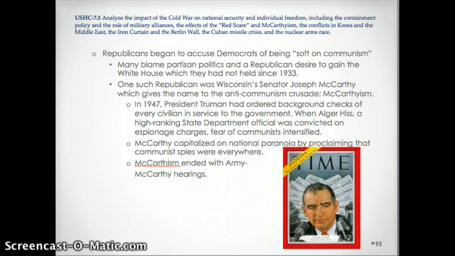At that point, Republicans began to accuse Democrats of being soft on communism. Many people blame partisan politics and a Republican desire to gain the White House, and so they started saying that Republicans were stronger on communism than Democrats. And there are some spies in the government at that time, but this guy by the name of McCarthy is going to come around, and he's going to start accusing people of being communist, and that's going to lead to this witch hunt and this fear.